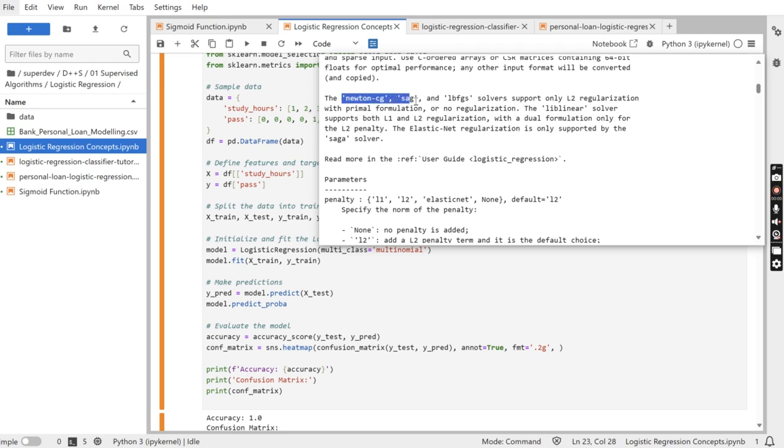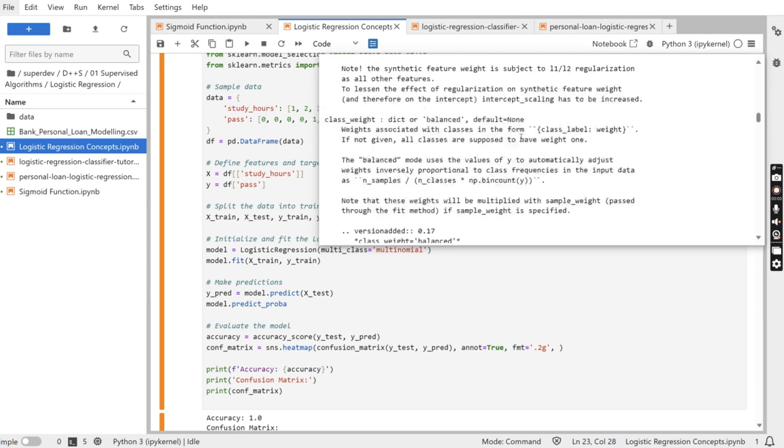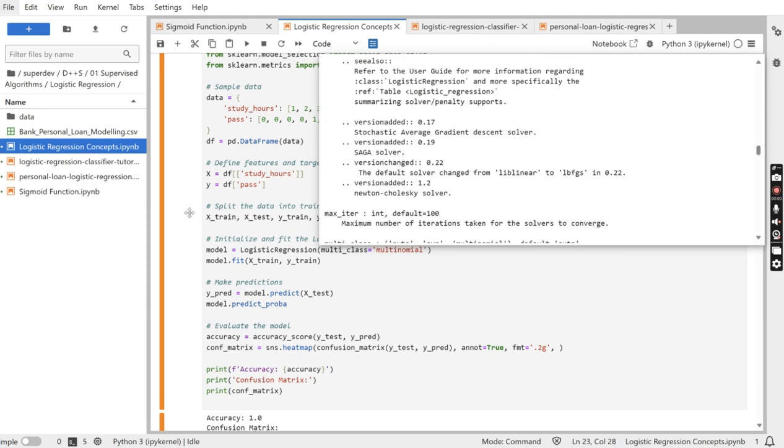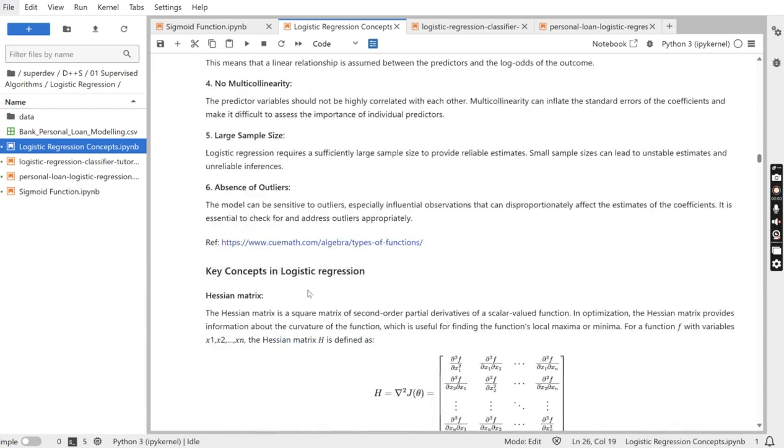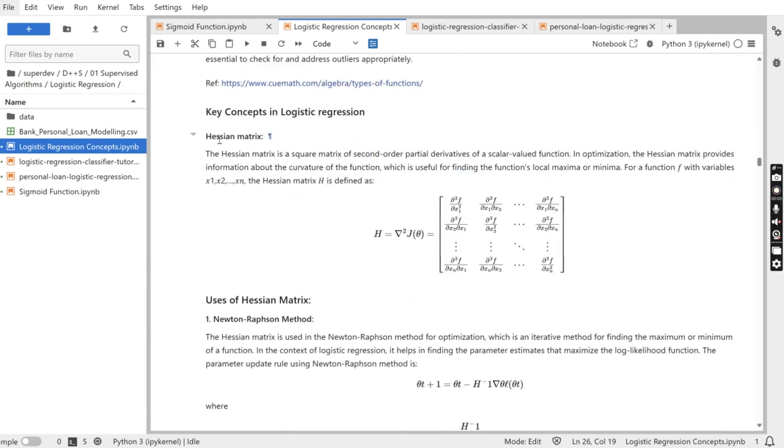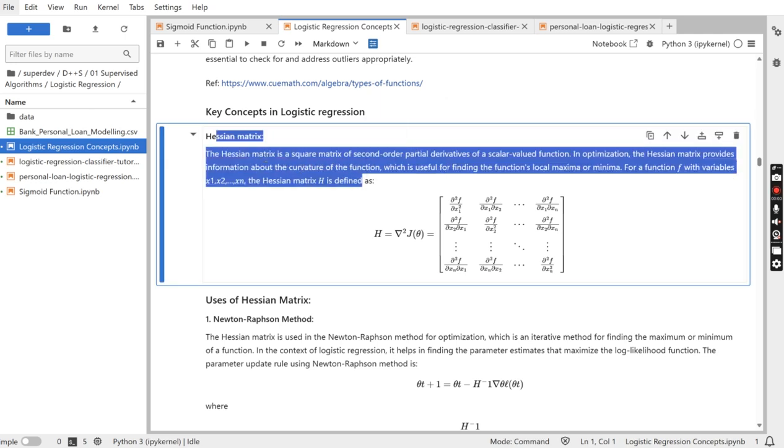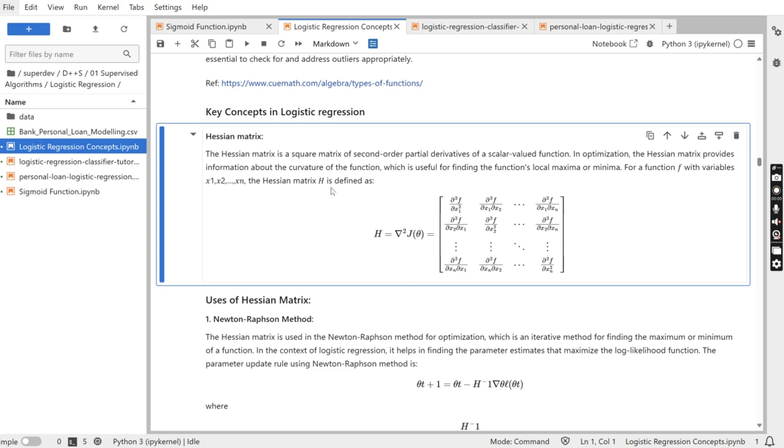We will see what that is, but there are different methods also. Newton-CG is there, SAG is there. SAG stands for stochastic average gradient. Saga is there, a variation of it. LBFGS is there, and liblinear is there. So all these methods are there in order to solve the optimization part, to decide how much to optimize. That we will look at now. But before that, you have to understand what this Hessian matrix is and how it comes into play.